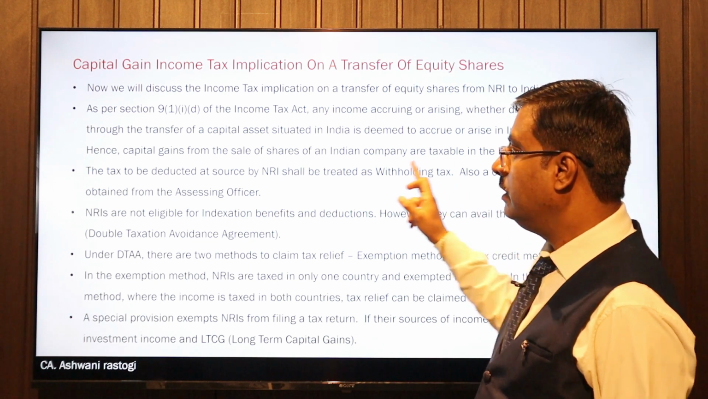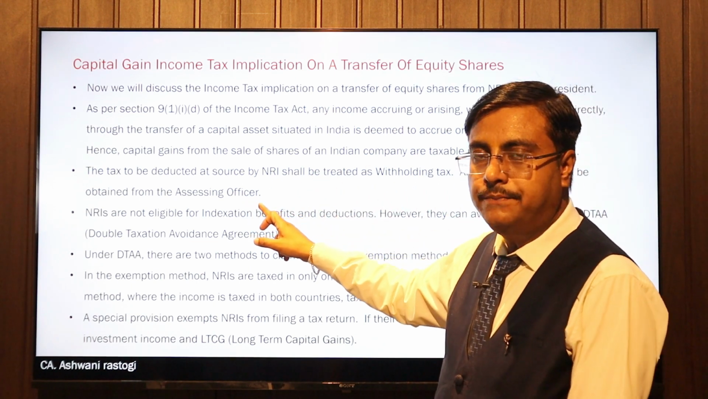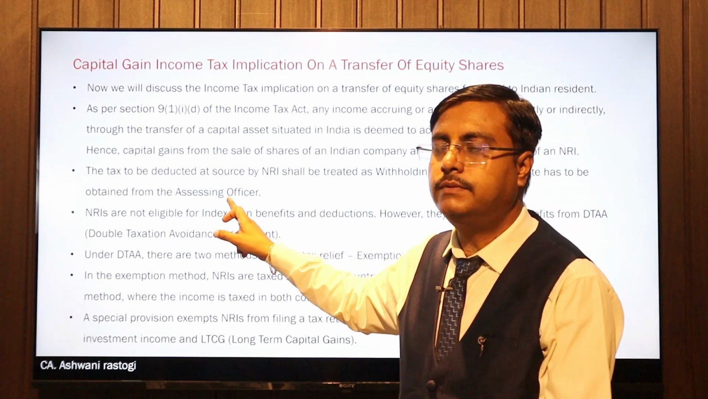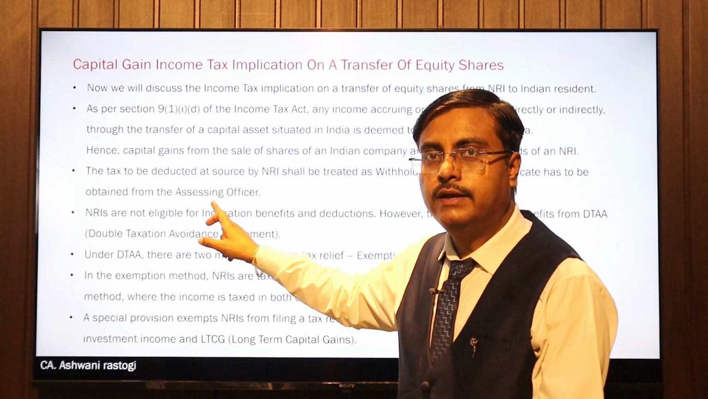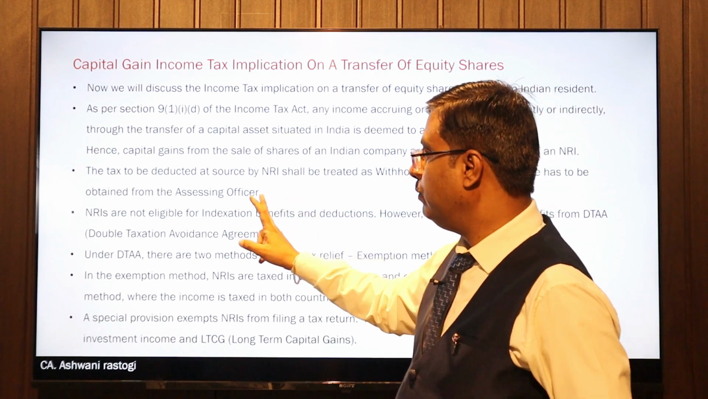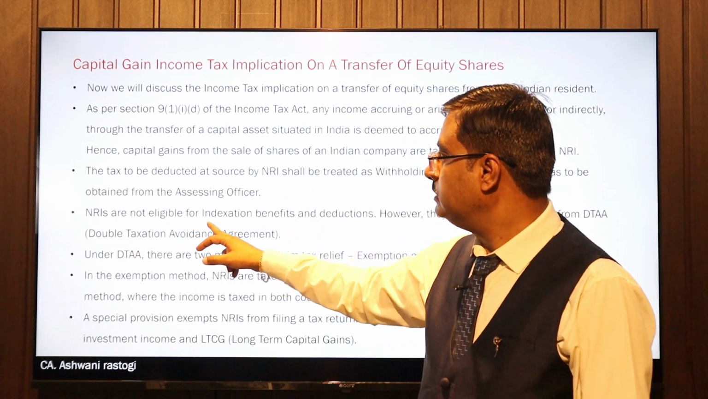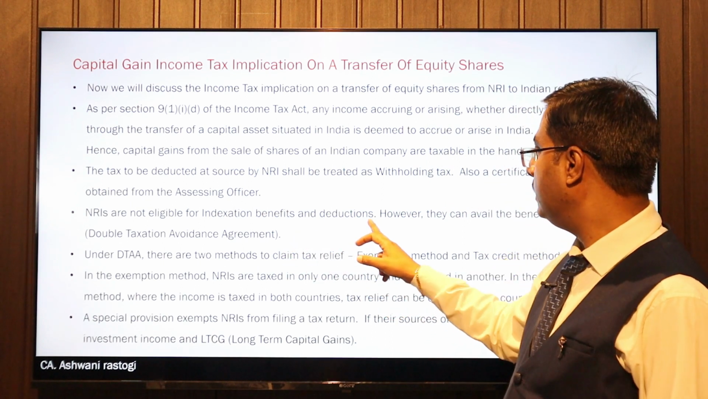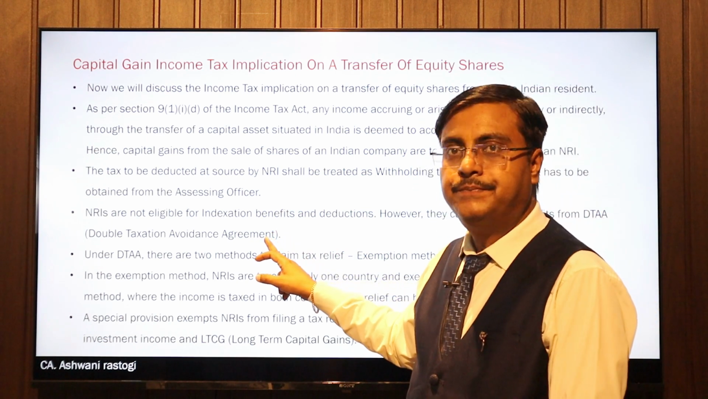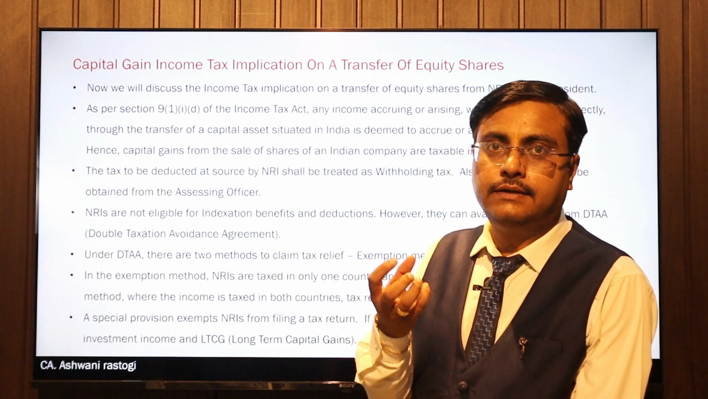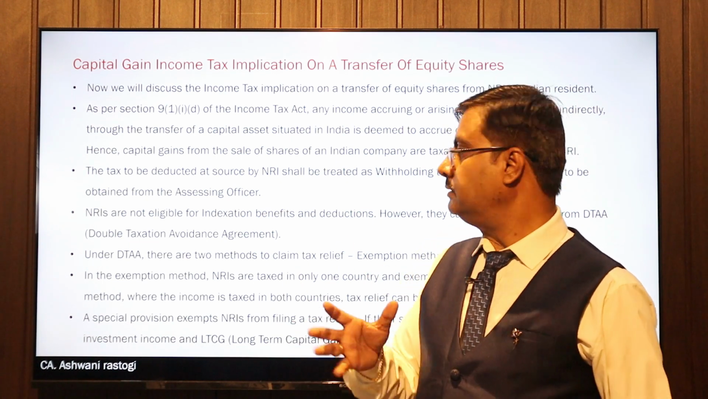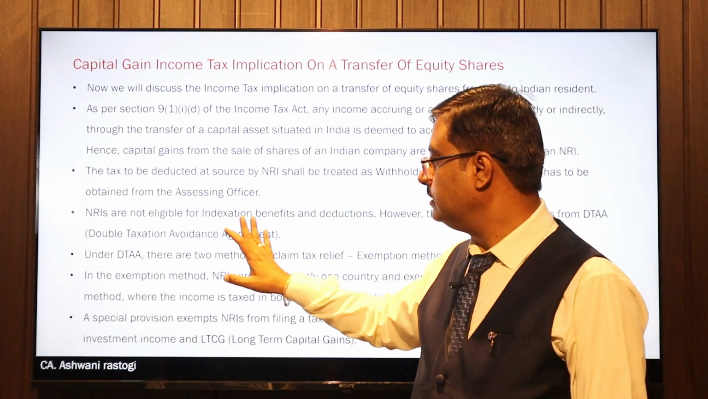Tax needs to be deducted, right? Also, is a certificate from the AO required? An AO certificate is not required. That certificate is for a lower rate of TDS. If you are getting a certificate from a CA in Form 15CB, there is no need to go to the AO. NRI is also not eligible for indexation benefit and deduction. However, they can avail the benefit from DTAA. Since you bought the shares at 10 rupees, but after 10 years when you are selling, there is no benefit of indexation.